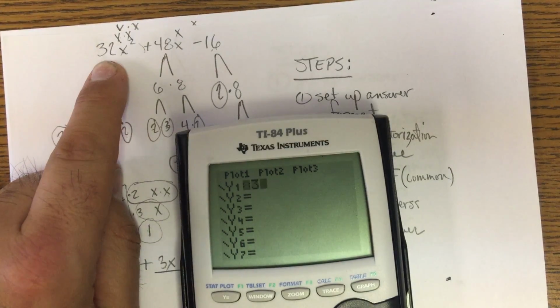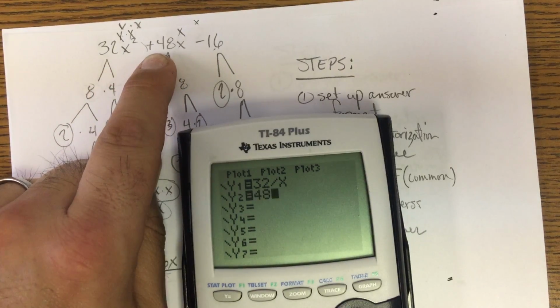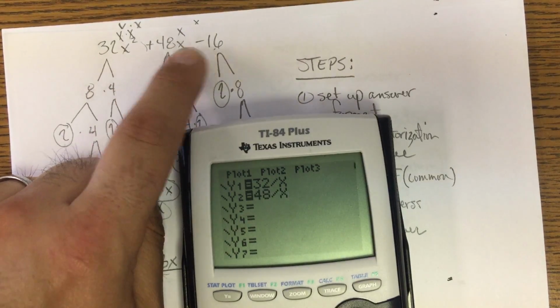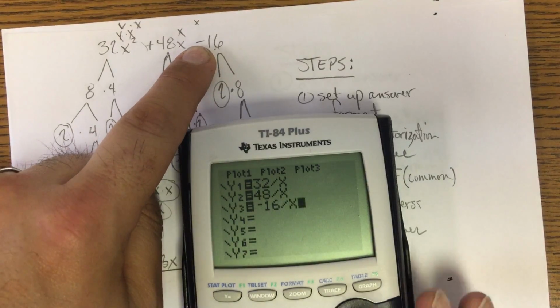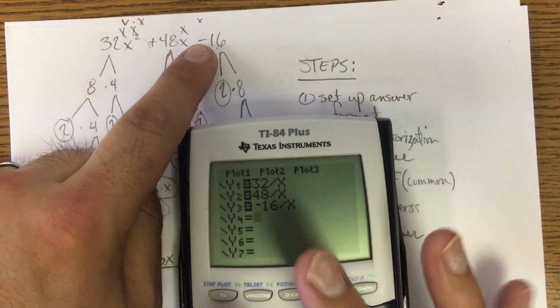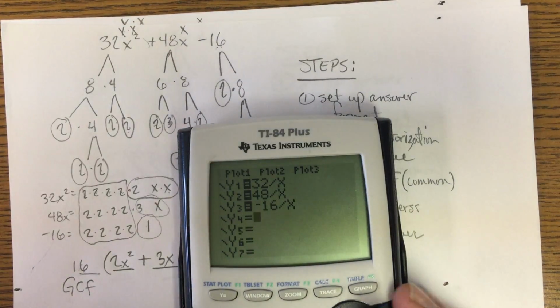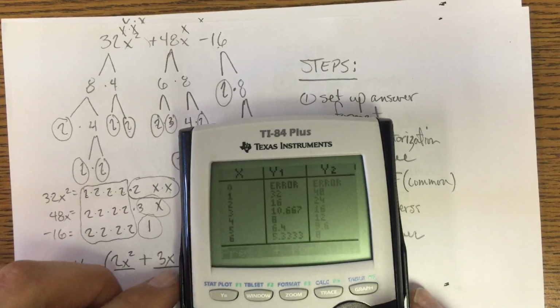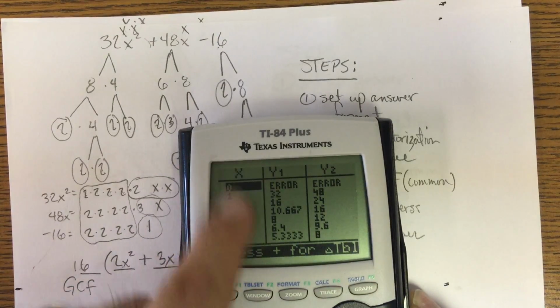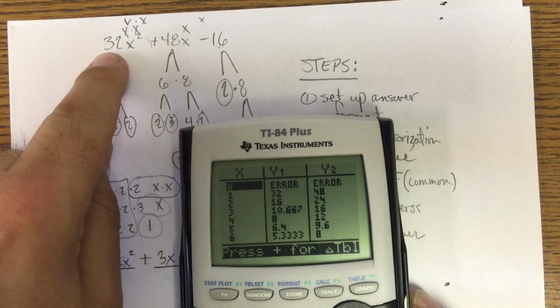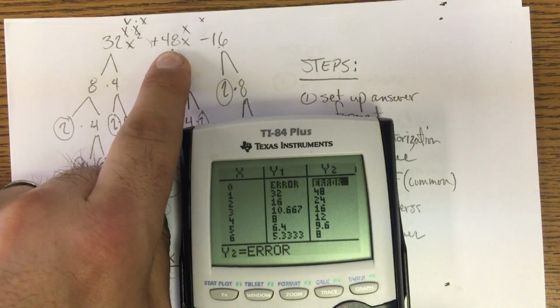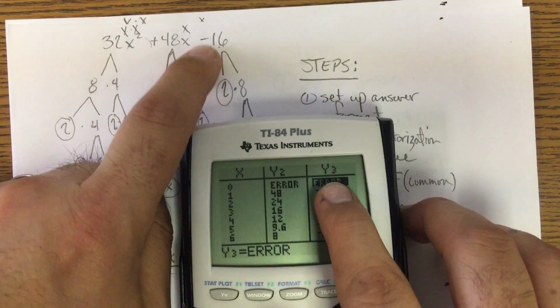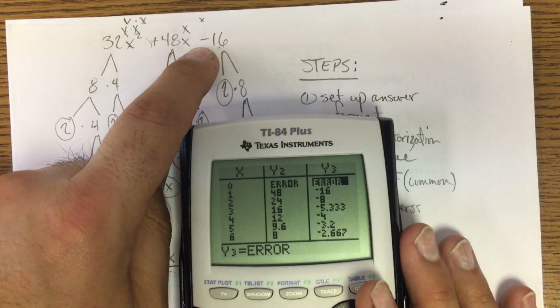So this is 32. So 32 divided by x. 48 divided by x. And then negative 16 divided by x. And we can hit enter. And we don't want to look at the graphs of these. We actually want to look at the tables. Second table. And what we have here are the x's. Here's y1, which is this coefficient. Here's y2, which is this coefficient. And in y3, so we have to scroll over. Y3 is right here, is the 16.